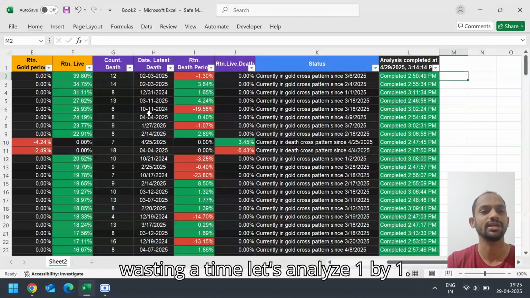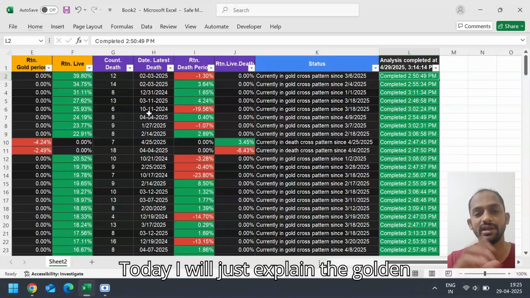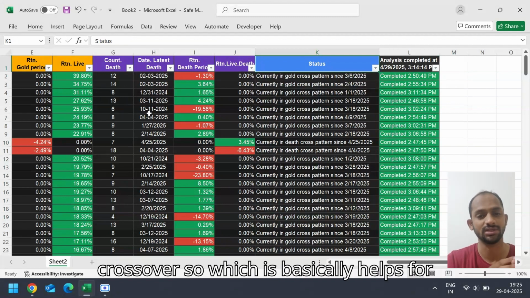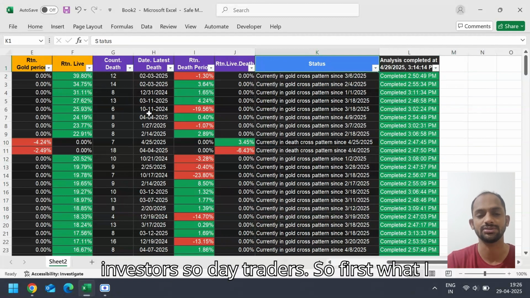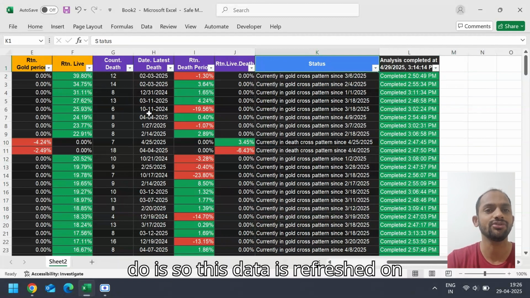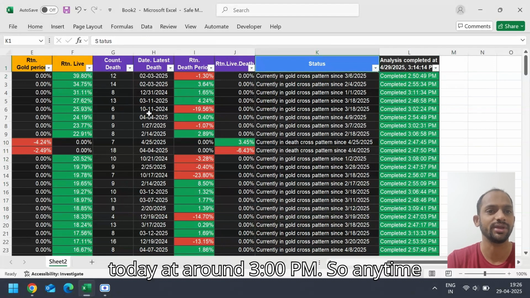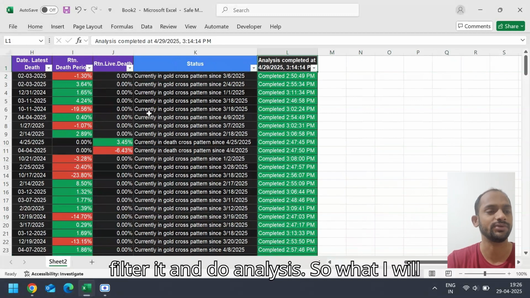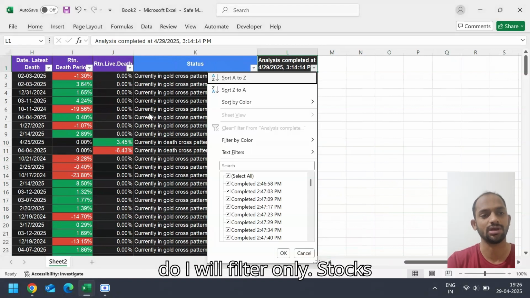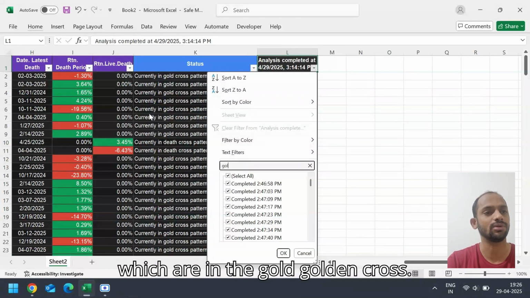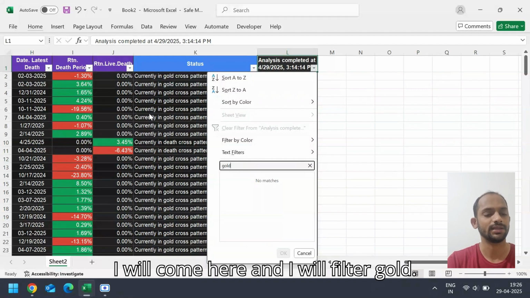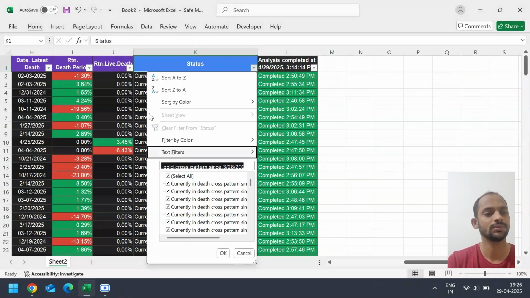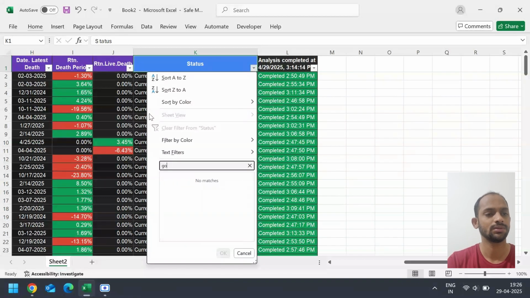So before wasting time, let's analyze one by one. Today I'll just explain the golden crossover, which basically helps long-term investors, short-term investors, and day traders. This data was refreshed today at around 3 p.m. Anytime during the market day you can refresh, filter and do analysis. So what I'll do is filter only stocks which are in the golden cross. I'll come here and filter gold.